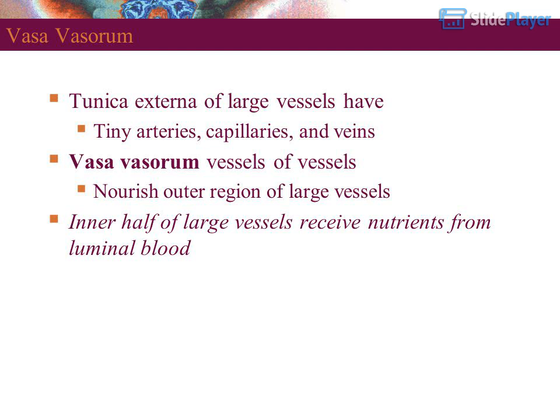Tunica externa of large vessels have Vasa Vasorum, vessels of vessels. Tiny arteries, capillaries, and veins. Nourish outer region of large vessels. Inner half of large vessels receive nutrients from luminal blood.